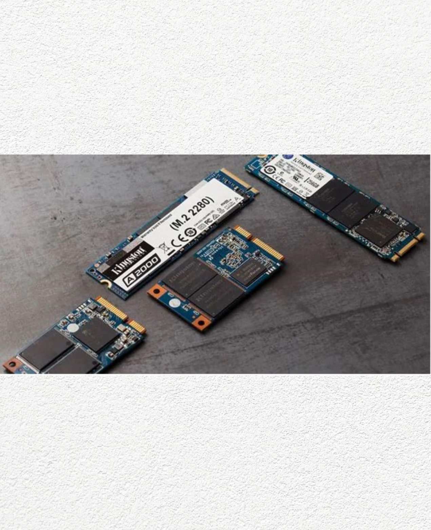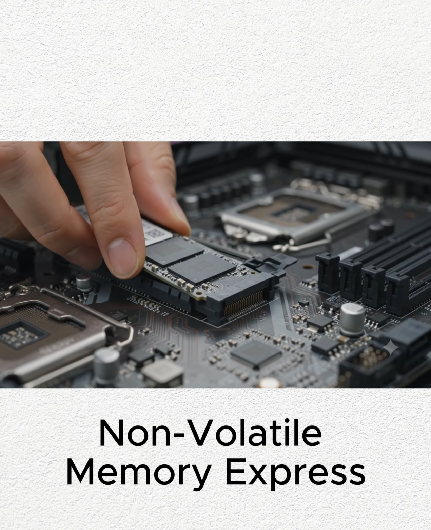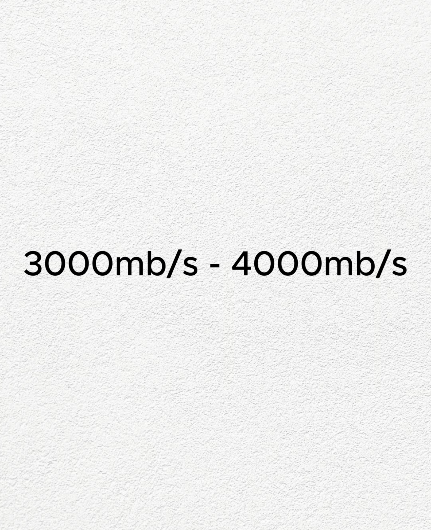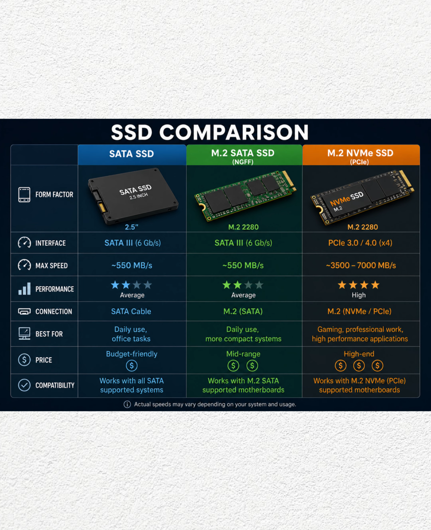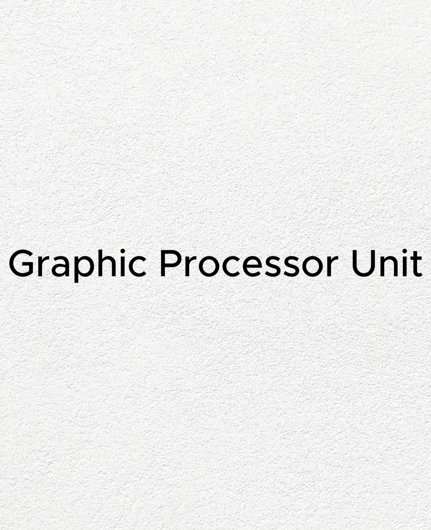NVMe M.2 SSD stands for non-volatile memory express. NVMe M.2 SSDs provide 3000 to 4000 megabytes per second speeds. It uses PCI Express pathways to bind to the motherboard. So why is this the fastest one? Because the SATA connection is very primitive and PCI Express is newer than that. Even GPUs, also known as graphics processing units, use those PCI pathways. The NVMe to CPU information flow is the fastest because of these PCI Express pathways.